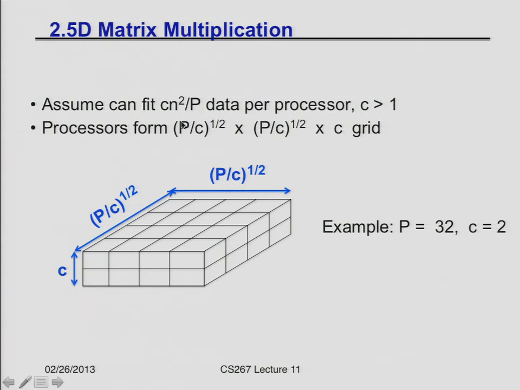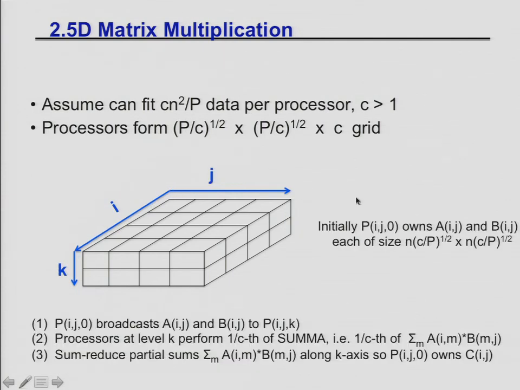So what we're going to do is arrange our p processors in this 2.5-dimensional grid. So it's a p over root c by p over root c by c grid of processors. So for example, if I had 32 processors, that would be a 4 by 4 by 2 grid of processors. That's how I'm going to arrange it. Originally, my data is just going to live on the top layer. So my matrices A and B are all spread out in a 2-dimensional layout on the top layer of processors. So what does the algorithm do?